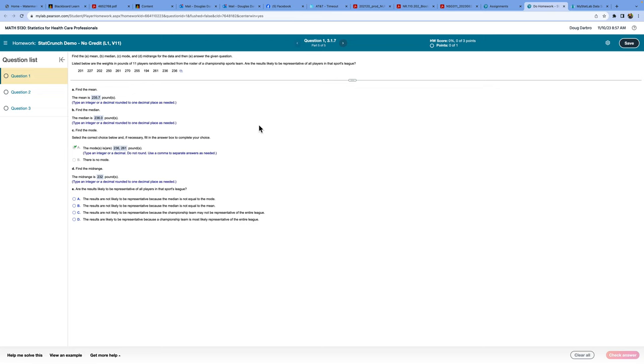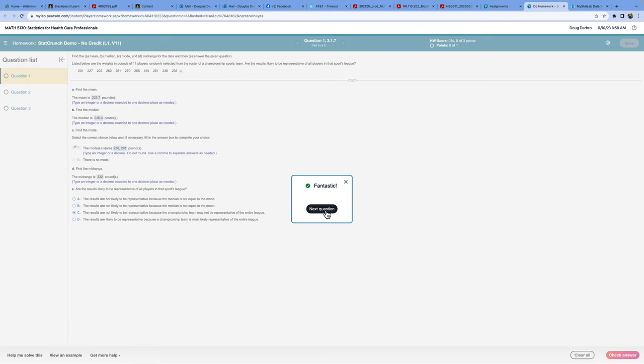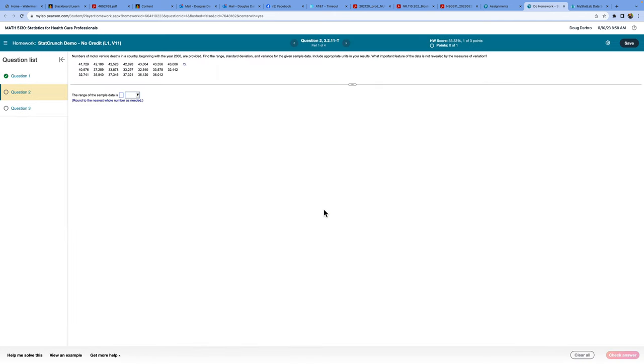I guess at this point we would, oh, there's another question. Shoot. Are the results likely to be representative of all players? So let's see. Listed below are the pounds of 11 players randomly selected from the roster of a championship team. So I would say the results are not likely, because the championship team may not be representative of the entire league. Yeah, kind of like a convenience sample.